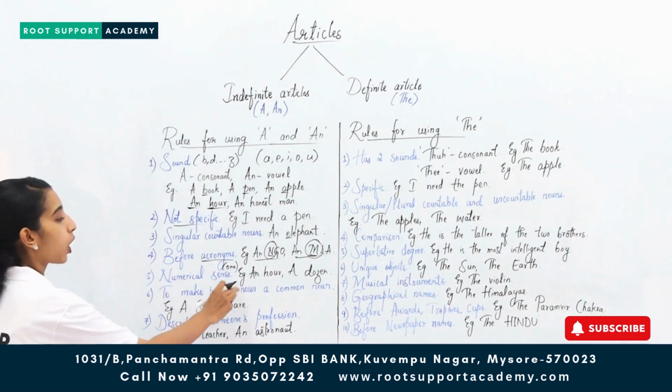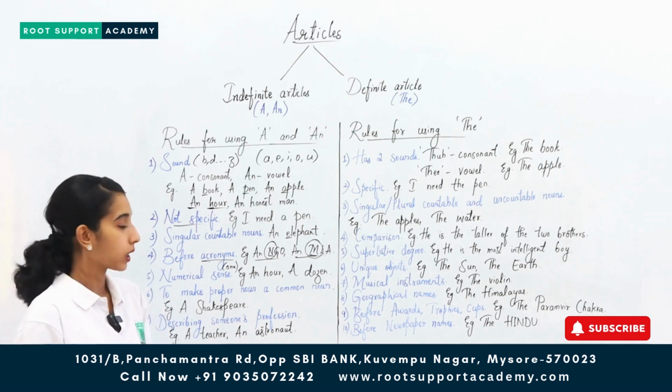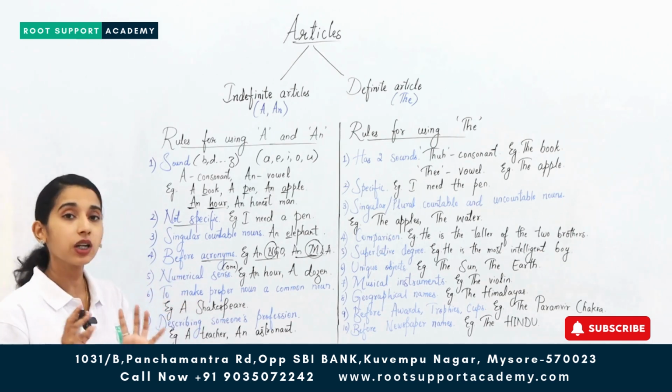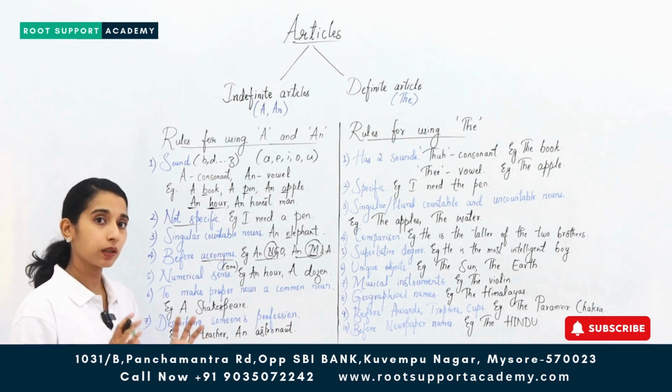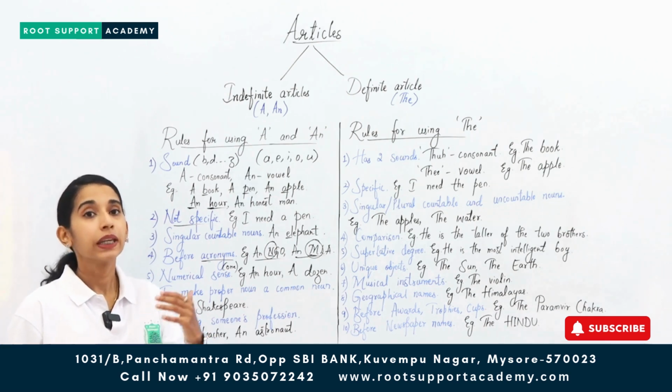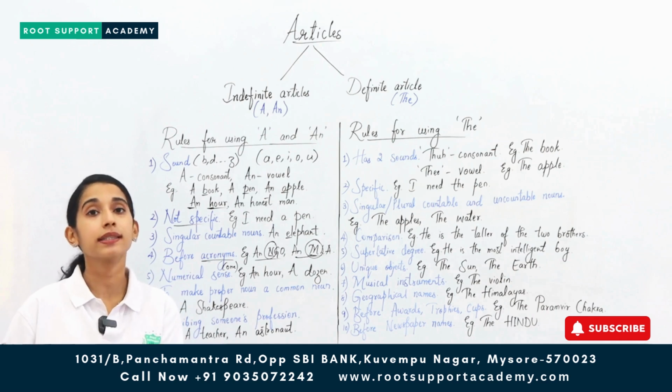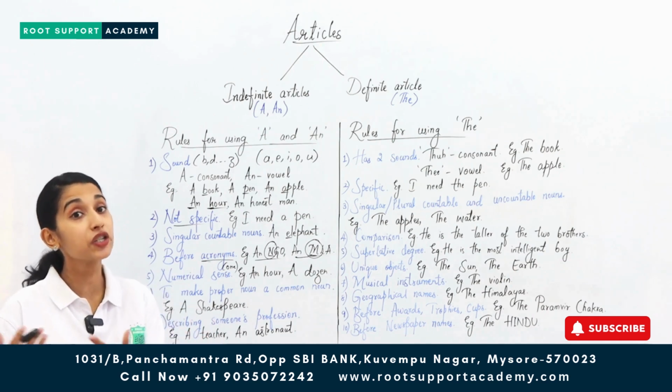Next, to make a proper noun a common noun. Example, I've written a Shakespeare. Shakespeare is a person we know. For example, if I'm telling, in his writing skills or in his way of expressing, he is a Shakespeare.